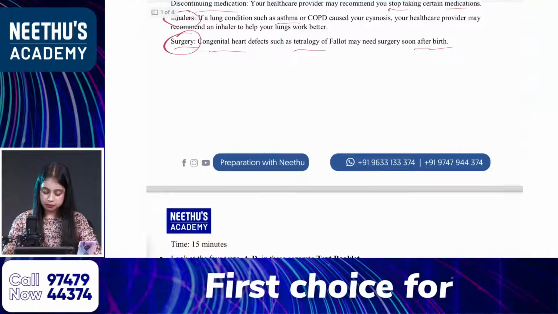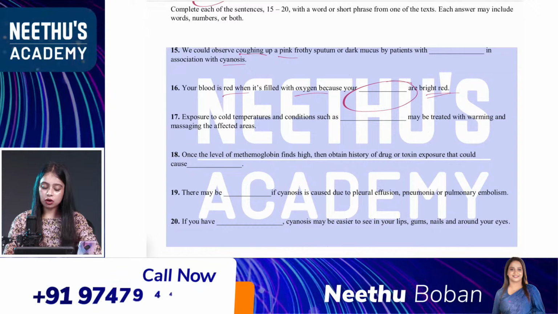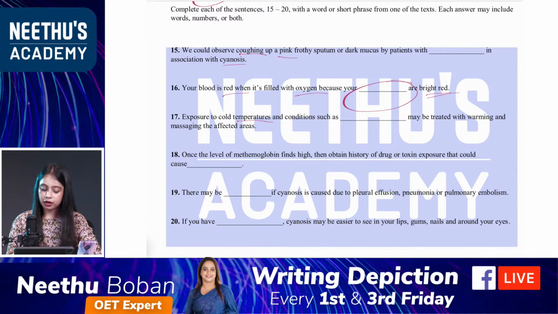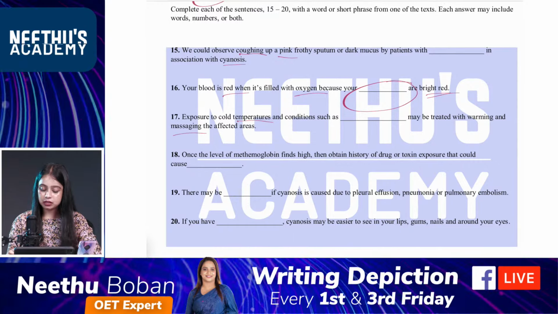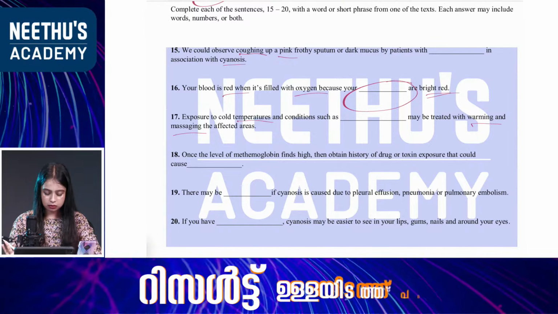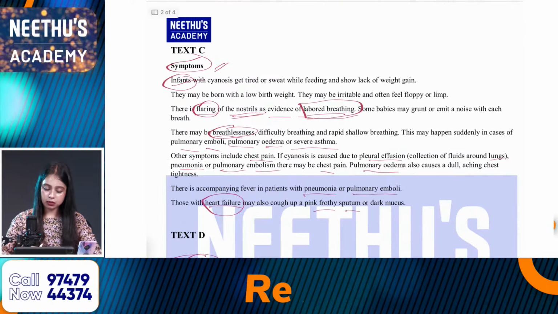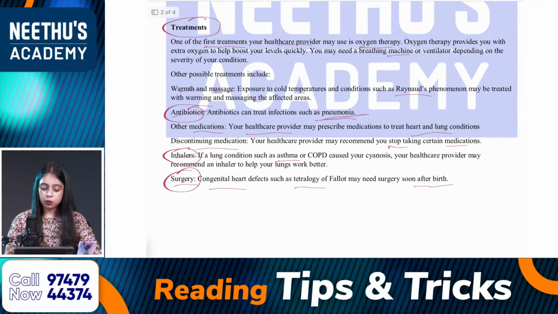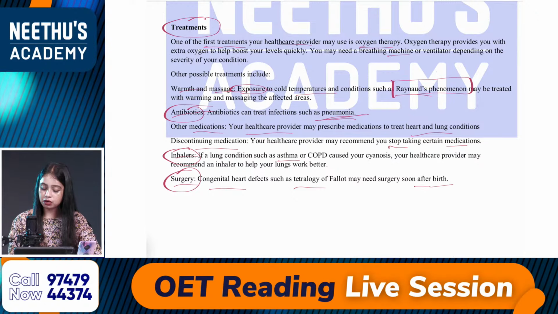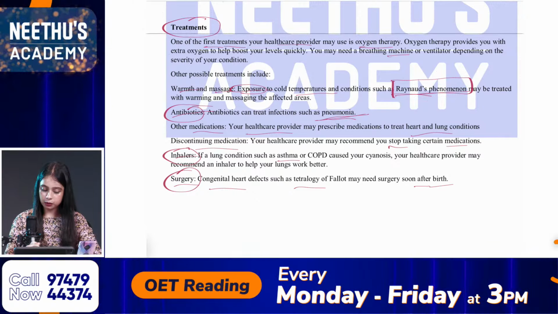And 17th question, exposure to cold temperatures and conditions such as dash may be treated with warming and massaging the affected areas. So what is dash? Yes, Shani, very good. Answer is Raynaud's phenomenon. That's from D. Exposure to cold temperatures and conditions such as Raynaud's phenomenon may be treated with warming and massaging the affected area.